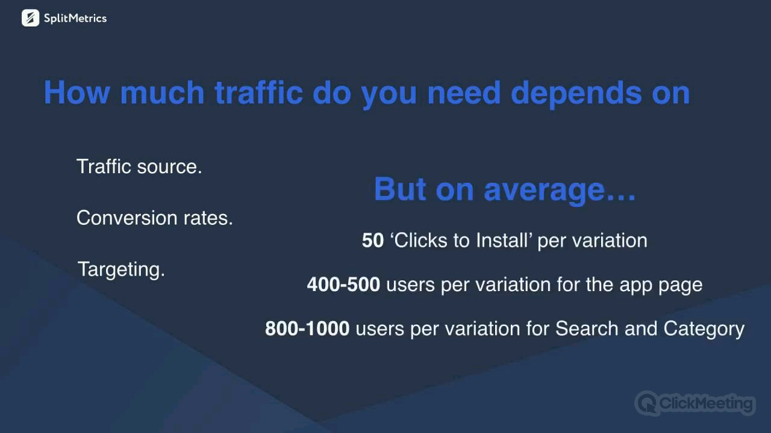So according to SplitMetrics observations, it normally takes at least 50 clicks to install per variation to get statistically significant results. On average, you need around 400-500 users per variation for a test on your app product page, and around 800 to 1,000 users per variation if you run an experiment on the search or category page. These numbers can help you take your bearings, but again, the index is highly individual.